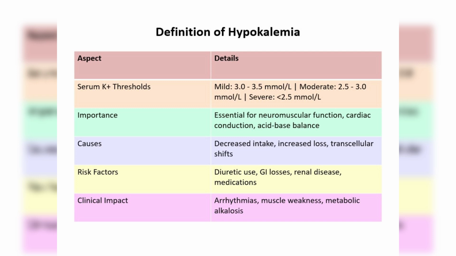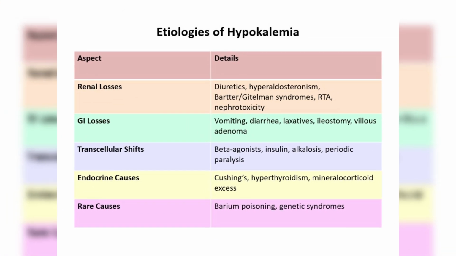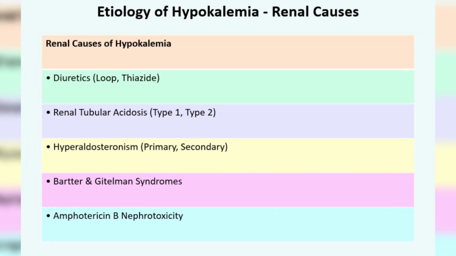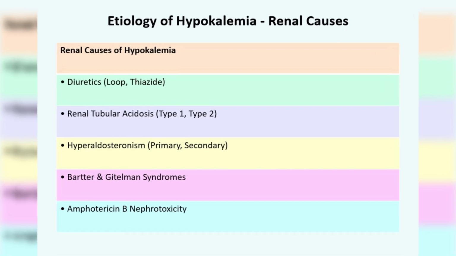Okay, so we've got a good idea of what to look for now, but the million-dollar question is, why is this happening in the first place? What's causing this drop in potassium? That's where the detective work begins. And a good way to start is to ask yourself, where's the potassium going? Is it being lost through the kidneys, or is it something else entirely? Renal versus non-renal, right? Exactly. That's the first big fork in the road.